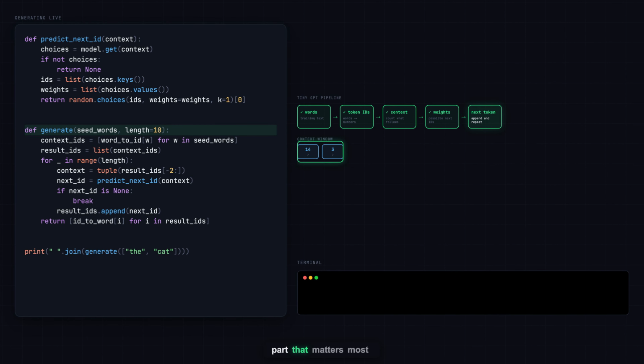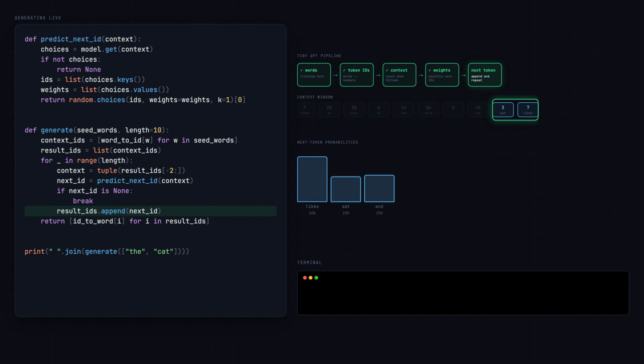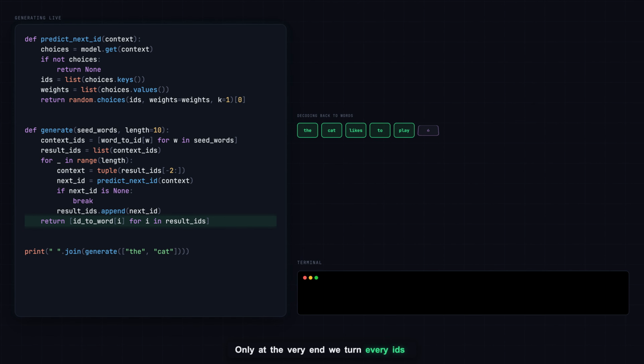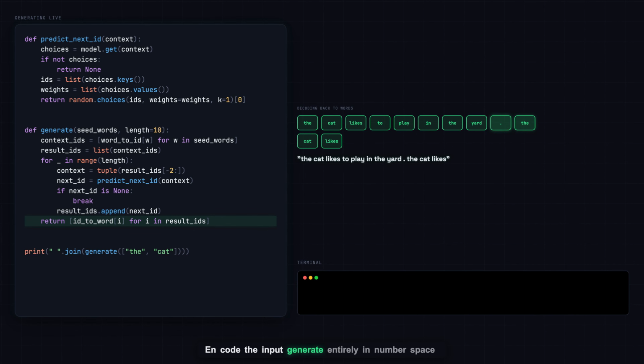This is the part that matters most. We take our seed words, encode them into IDs first, same as the training data. Then, one token at a time, we look at the last two IDs we have, predict the next ID, and add it on. Only at the very end, we turn every ID back into its word. That's the decode step. Encode the input, generate entirely in number space, decode back to text. That's basically the real pipeline, just with a much simpler model doing the middle part. There it is, a fully generated sentence, and underneath, every step was just numbers being predicted and sampled.